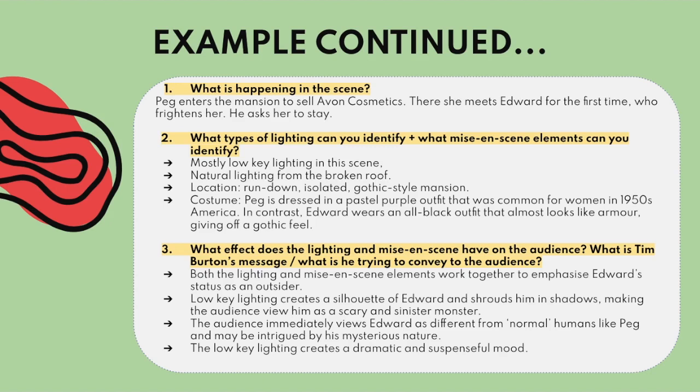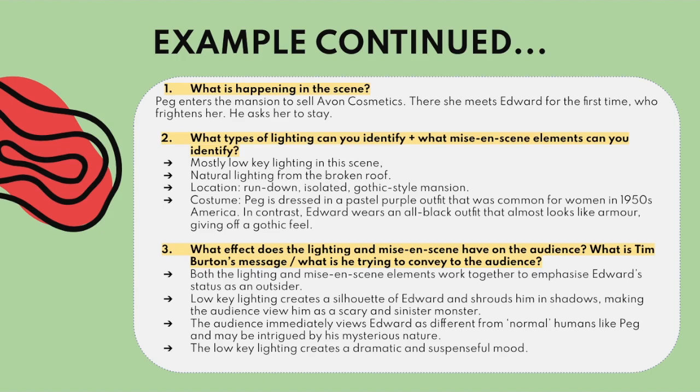So nice and simple. Step number 2 is where you have to bring in everything that we've learned so far about film techniques. So everything that we've learned about the different types of lighting in movies, as well as the mise-en-scene elements. So I've written that in this scene, it's mostly low-key lighting. So lots of shadows, lots of dark tones and dark colours. There is a little bit of natural lighting from the broken roof. So the sun does shine through that broken roof a little bit.